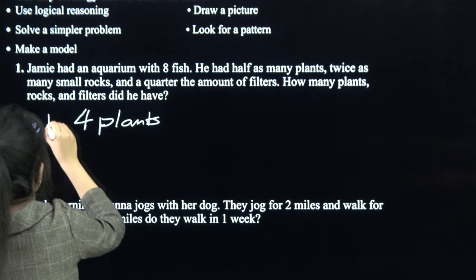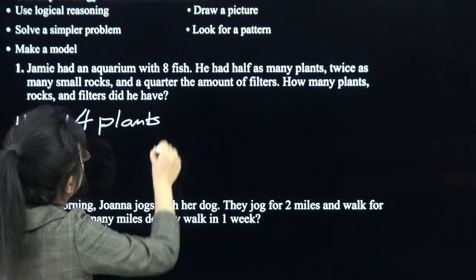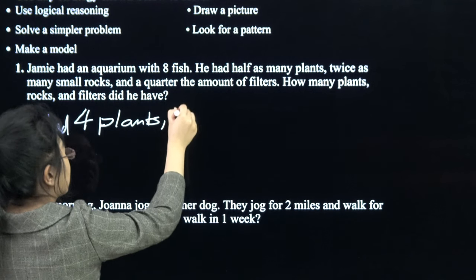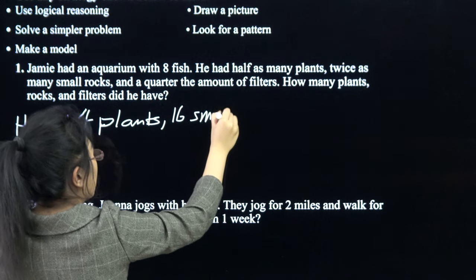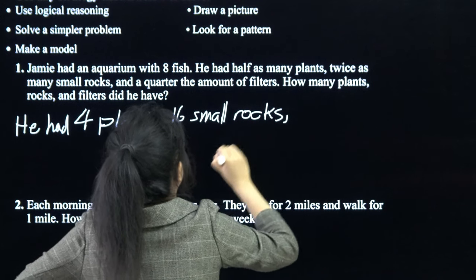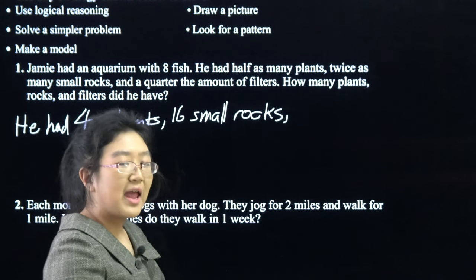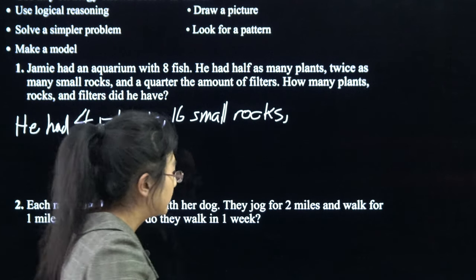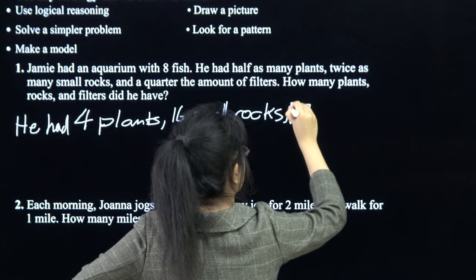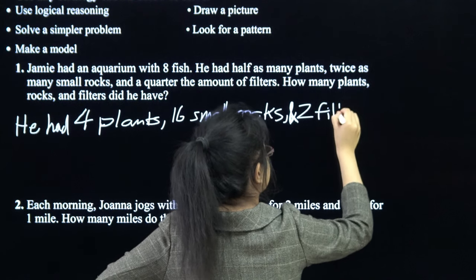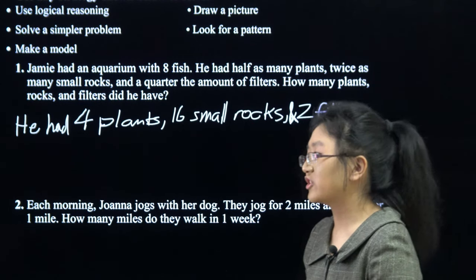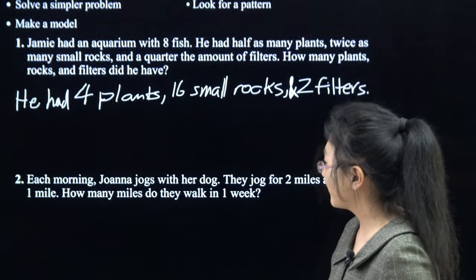He had four plants, and then small rocks is twice as many. So what's 2 times 8? 16. 16 small rocks. And a quarter the amount of filters. What's 8 divided by 4? 2. So 2 filters. Done. Logical reasoning and just math for the win.